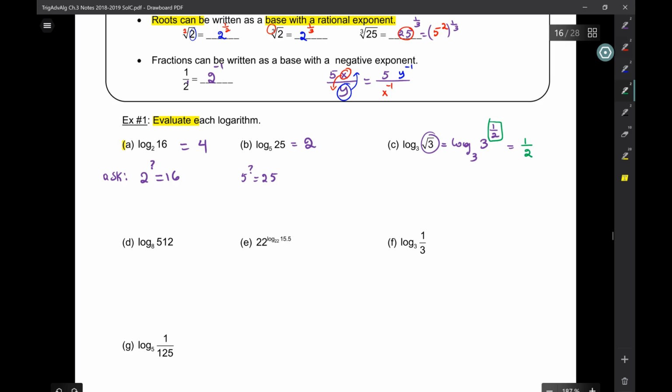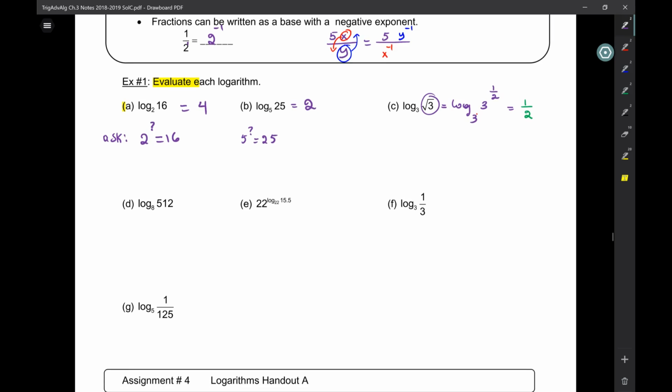Because what I'm looking for is what exponent should this have so it looks like this? 3 to the what is 3 to the half? Well, it's a half. When we're doing these in bulk, we just go, oh, log base b of b goes away, so it's just a half. So it's not super complicated.